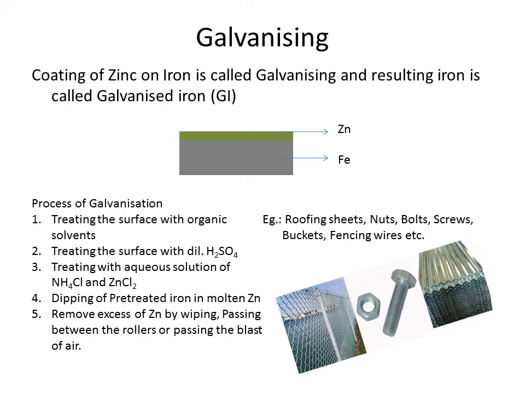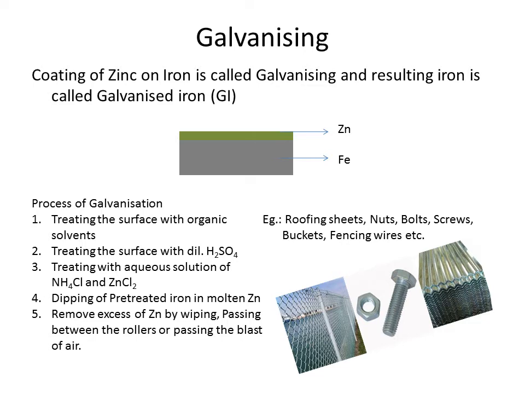After rinsing, the surface of that iron sheet, which is now free from organic as well as inorganic impurities, has to be treated with an aqueous solution of ammonium chloride and zinc chloride. By doing so, the adhesion property of that iron sheet will be enhanced, because after depositing a layer of zinc, it has to adhere to the surface of the iron sheet. These three steps together we call pre-treatment.